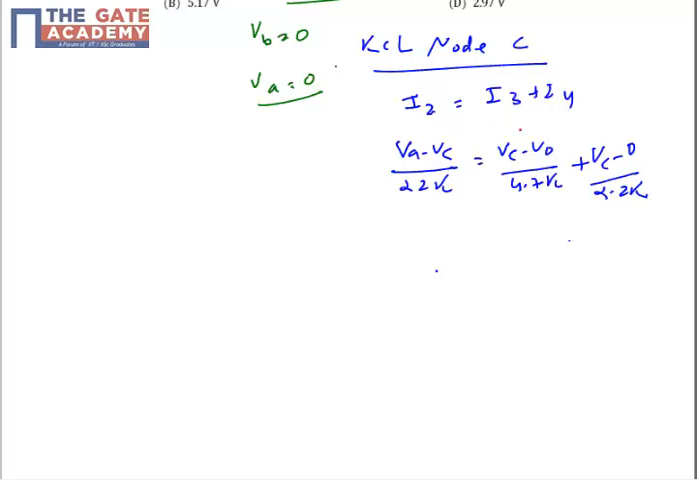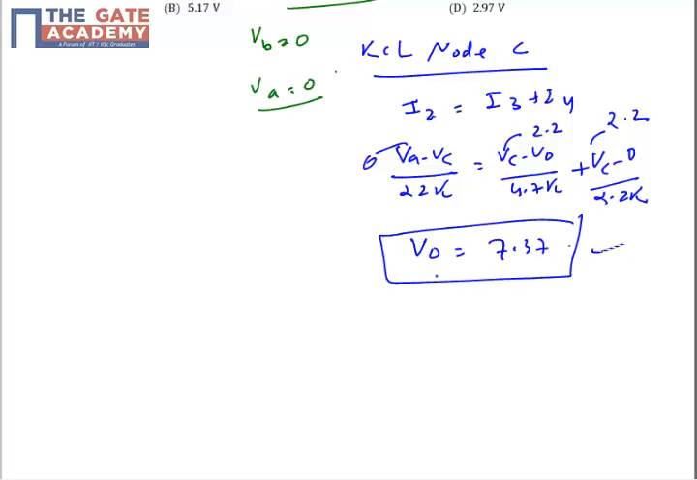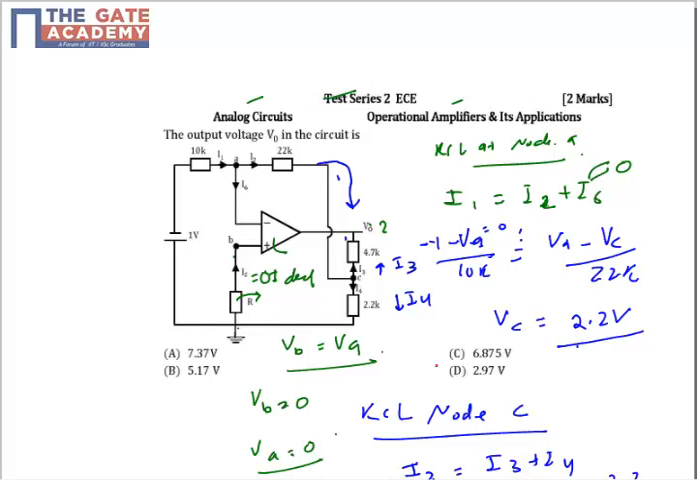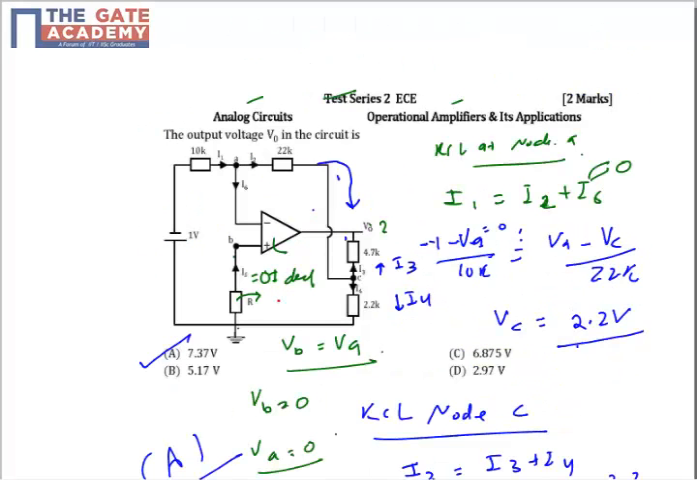You can see that VC we have already calculated as 2.2 volt, and VA from virtual ground is 0. So the only unknown in the equation is V0. It's one equation, one unknown, and we can easily solve it. Just simplify this equation, do the calculation, and you will get V0 as 7.37. So the correct option is option A. Thank you.